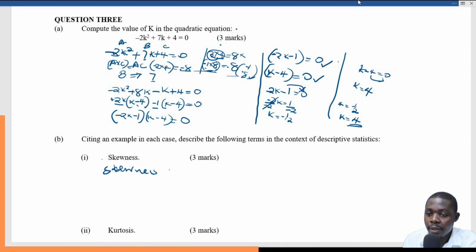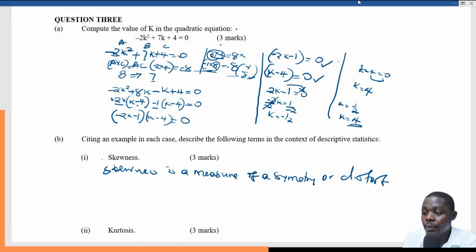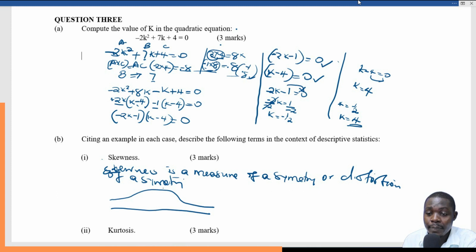Skewness is a measure of asymmetry or distortion of asymmetry. When we talk of symmetry, what do we mean? We mean we have a distribution like this one. Now we have a measure of symmetry. We can have the middle digit at this particular point. When we have it in this particular manner, this is what we are calling asymmetry.